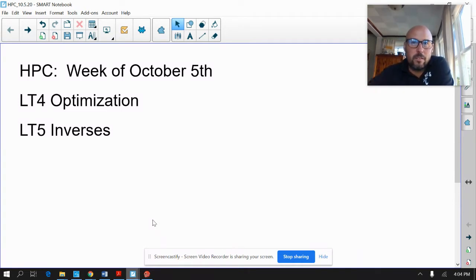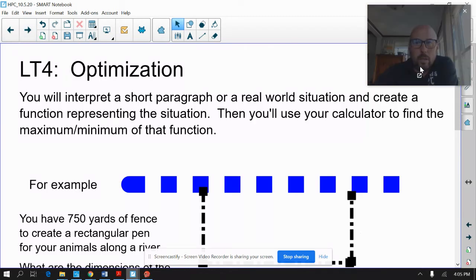But the struggle here is creating the actual function. And then inverses, which is very math algebra heavy. So if you like solving for x, then you're going to like that one. But today and tomorrow, optimization. And here's just a very quick example.